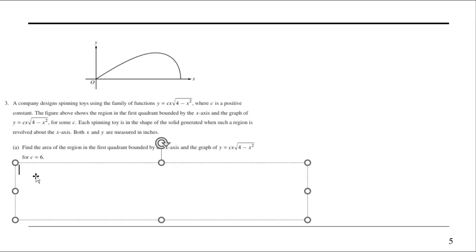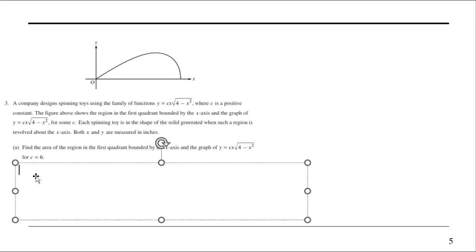Find the area of the region in the first quadrant bounded by the x-axis and the graph of y equals cx times the square root of 4 minus x squared for c equals 6. So the first thing that we're going to need to do is figure out where that function intersects with the x-axis.